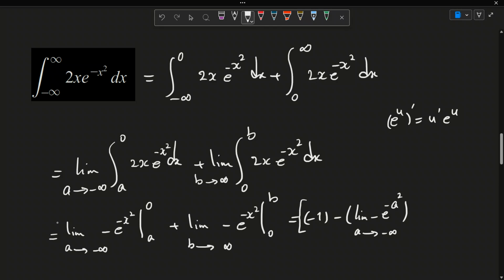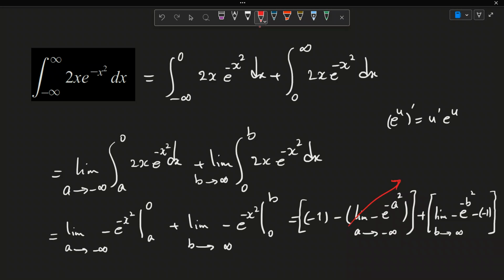So this is for the first integral, and the same for the second integral. For the second, at upper limit, we have the limit of minus e to the minus b squared when b approaches positive infinity, minus. At lower limit, we have 0. It is minus 1 here. Now we see that this part approaches 0, this one approaches 0, and we have minus 1 plus 1, which is equal to 0.